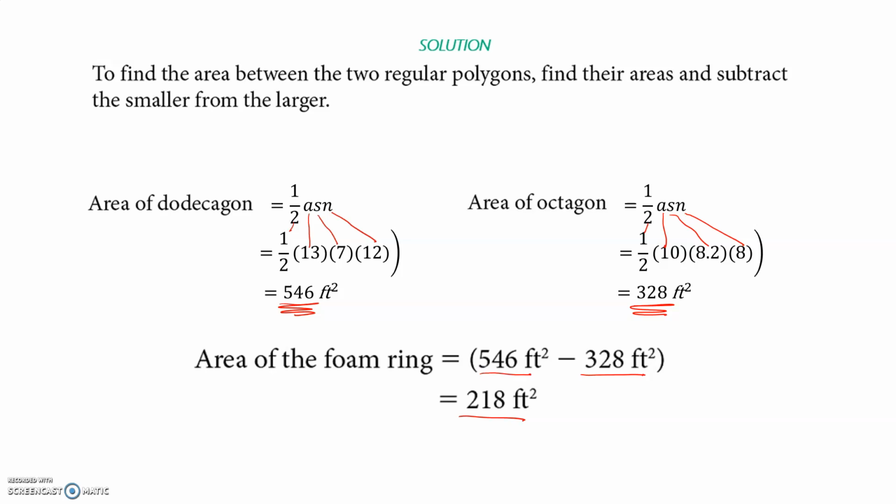So those are 3 examples that show the use of our formulas for the area of a circle and the area of a regular polygon.